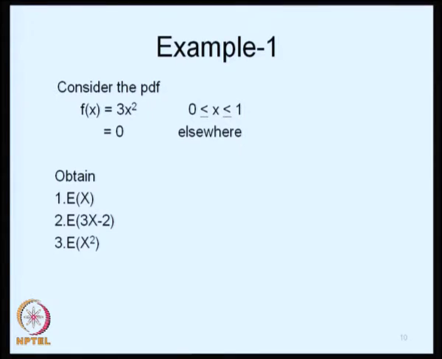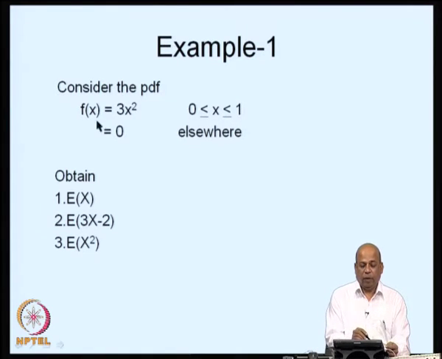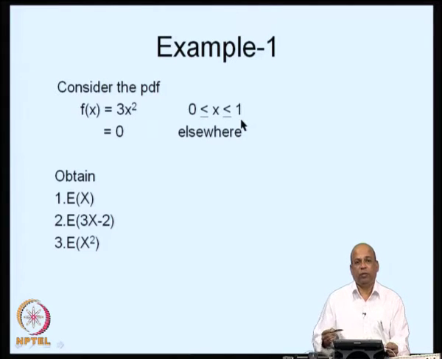Let us take a numerical example. First, we will work with the expected value alone. Let us say you have a PDF f of x is equal to 3 x square, which is defined for x varying between 0 and 1. Let us obtain the expected value of x, the expected value of a function defined on x, which is 3 x minus 2, and the expected value of x square, which is another function defined on x.